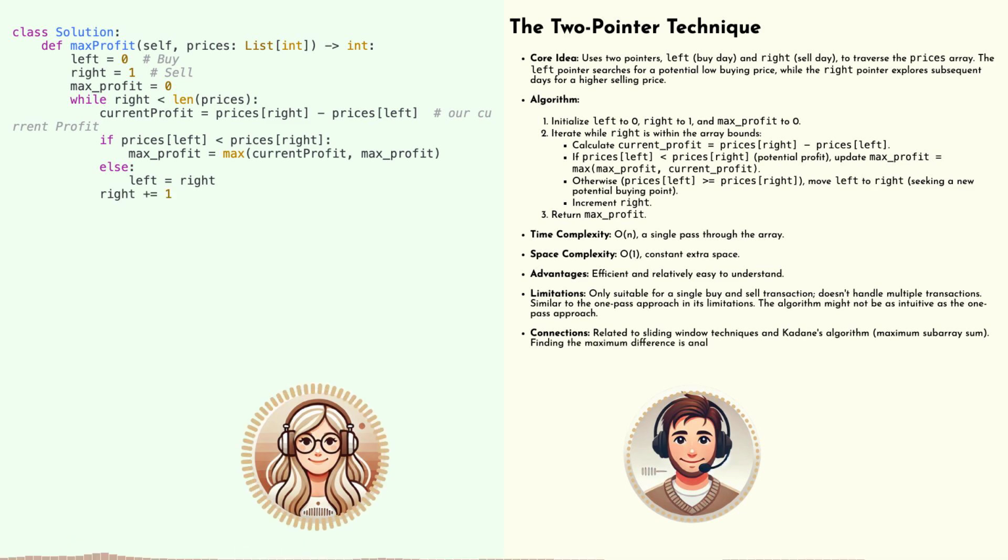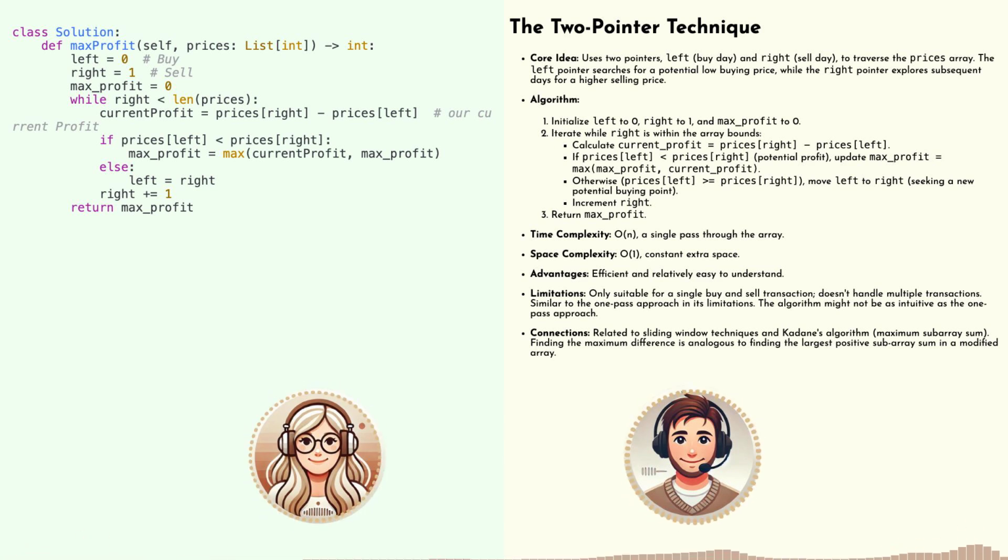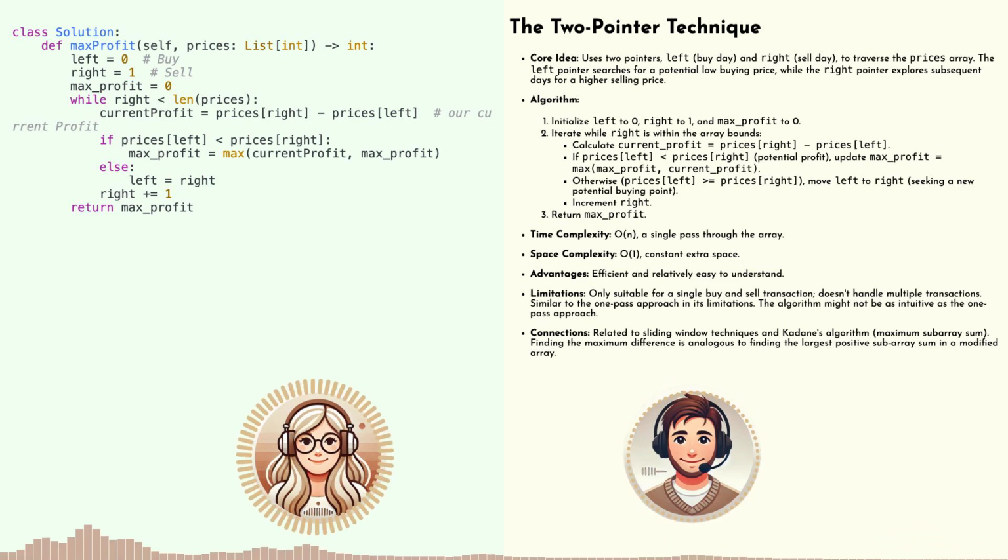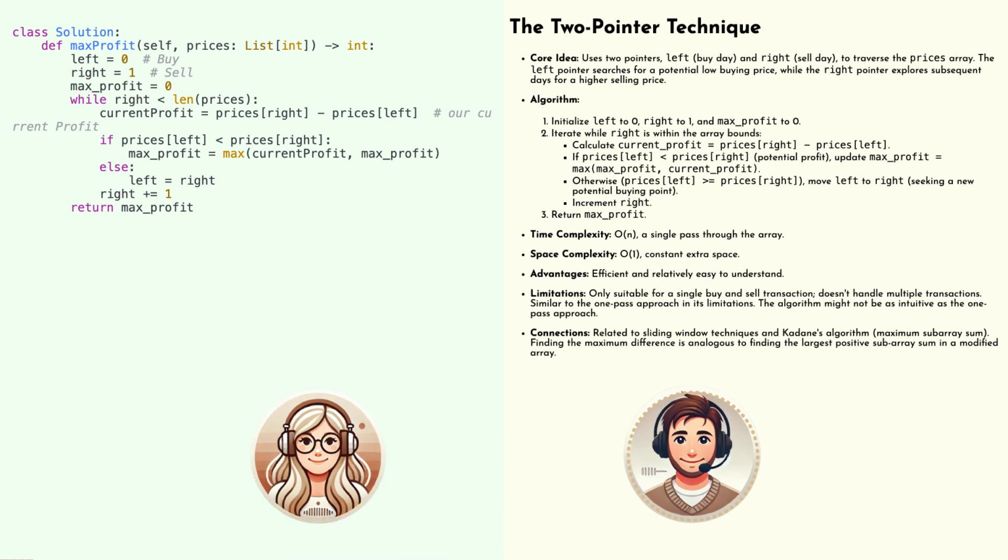It's a different way to think about solving this problem, especially when we're limited to buying and selling the stock only once. Two pointers, huh? Okay, I'm listening. What exactly are we pointing at? So imagine we have these two pointers. One we'll call left and one we'll call right. They're moving across our array of stock prices.